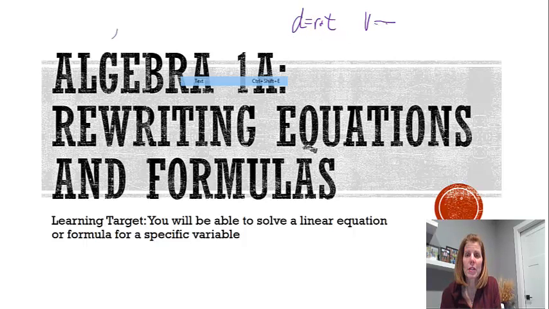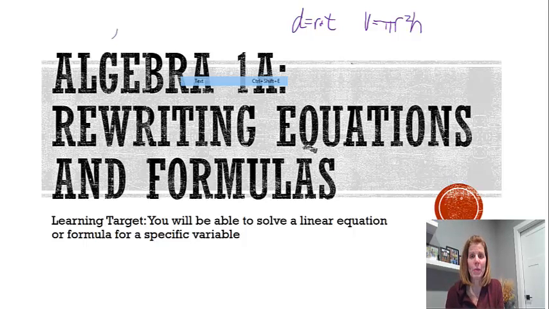I could have something, this is actually the volume formula for like a pop can or something like that. I might have a fixed volume, like I know how much liquid the can needs to hold, but I want to manipulate the radius, or I want to manipulate the height.